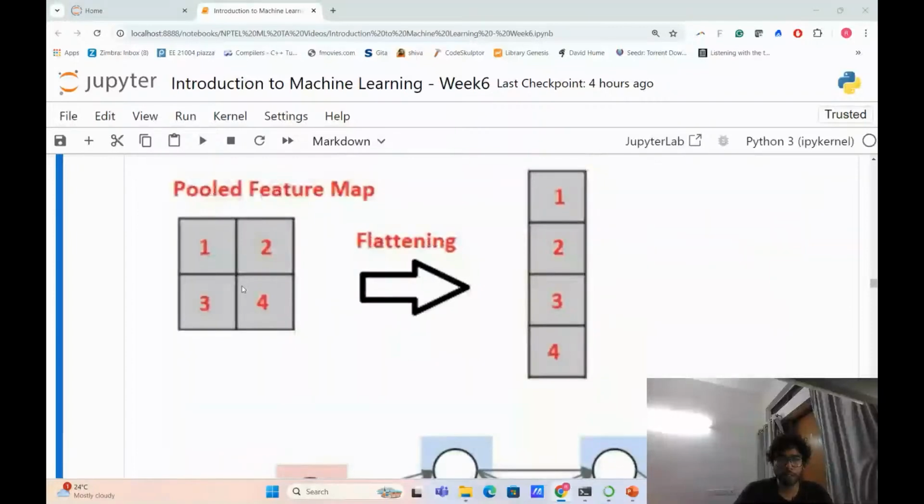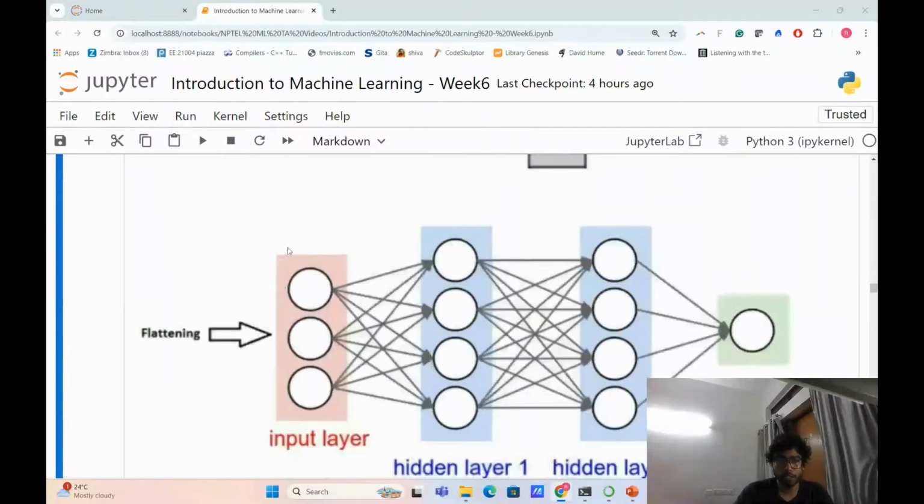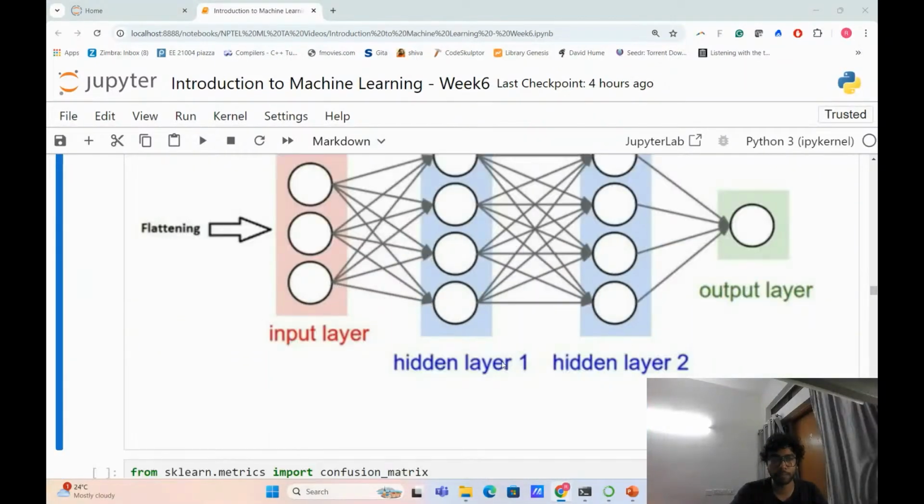Okay. And then flattening. After you do the pooling, you flatten the data. So basically, if you have 1, 2, 3, 4, you flatten it as 1, 2, 3, 4. So just make it a column. And then you put this column in the input layer. And then you do the conventional neural networks that you have, right? So this is the flattening step. This is the neural network dense layer step. These are basically called dense layers.